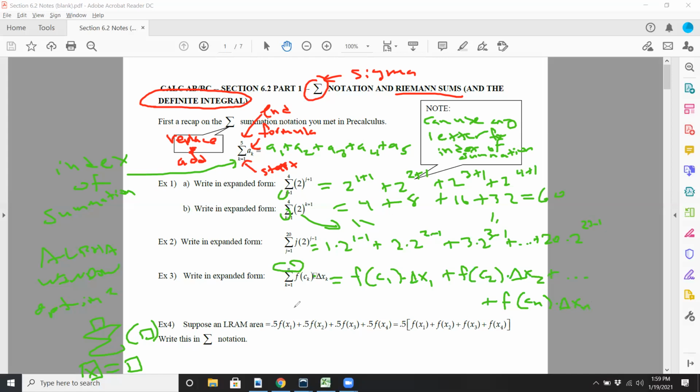Now, let's look at example 4. Suppose you had an LRAM area where you had your delta x, which is 0.5, right? And you have 0.5, 0.5, 0.5, and you have f of x1, f of x2, f of x3, f of x4. And you can factor out the 0.5 to do it like this. To write this in sigma notation would be way more efficient. So you would just say f of x sub k, or any letter you want for the subscript. Start with k equals 1, and we go up to 4. So why do you use this?